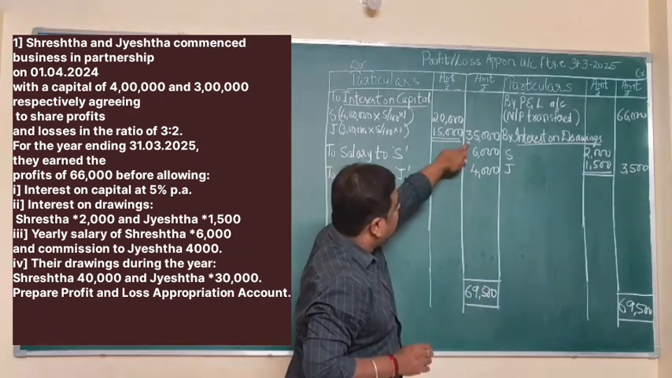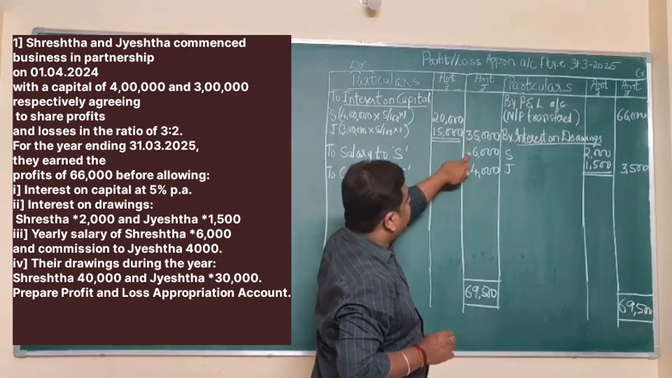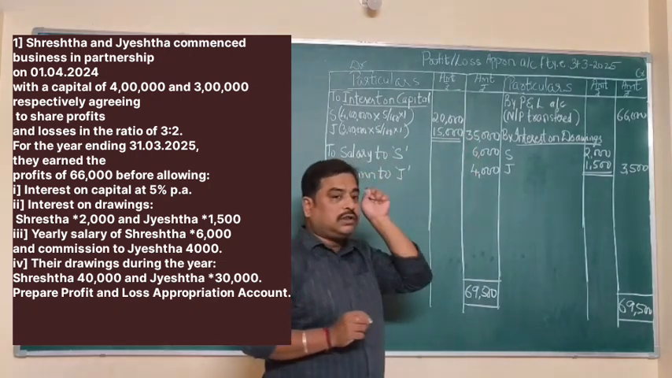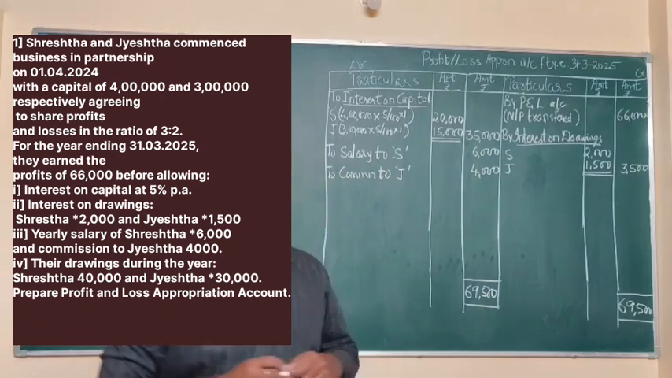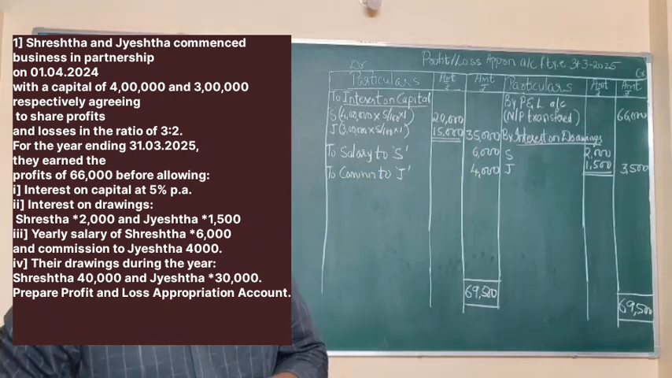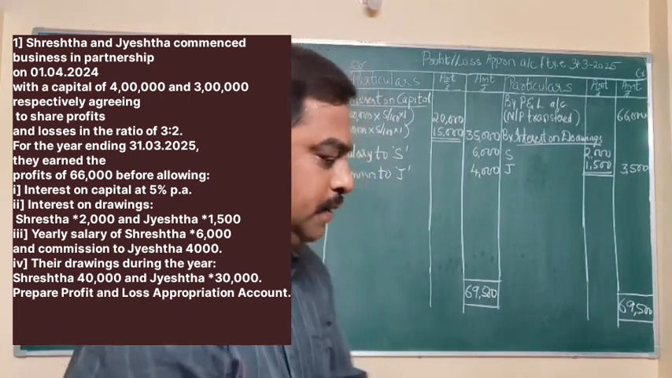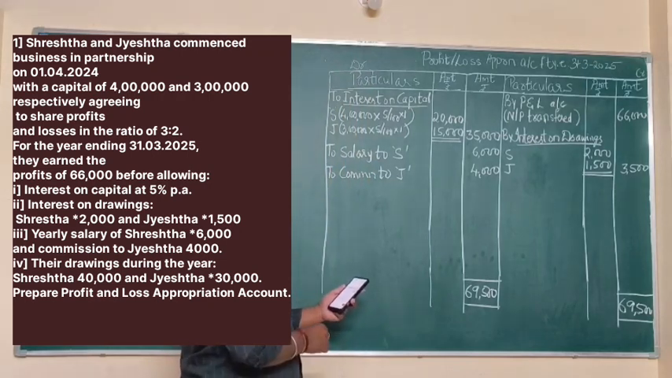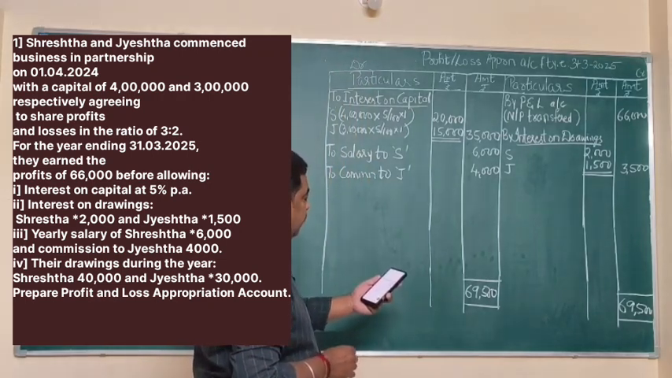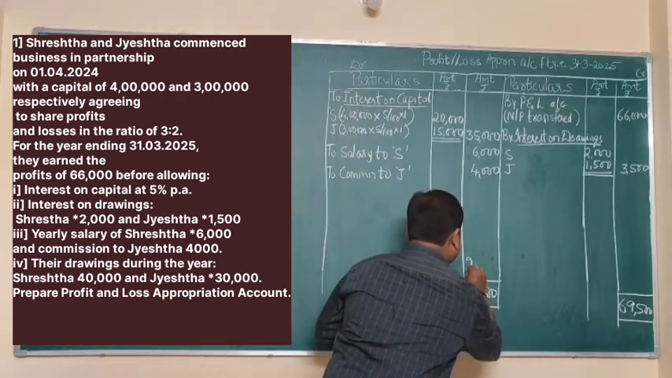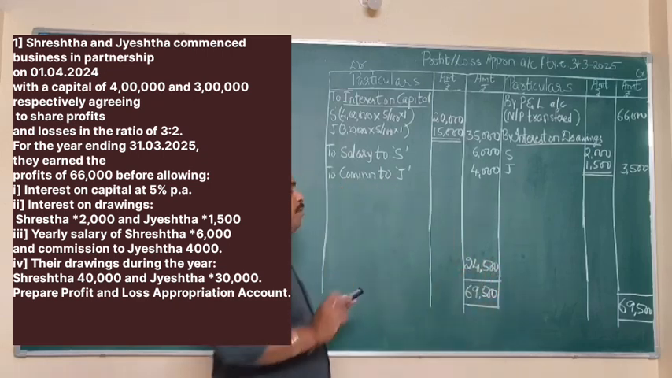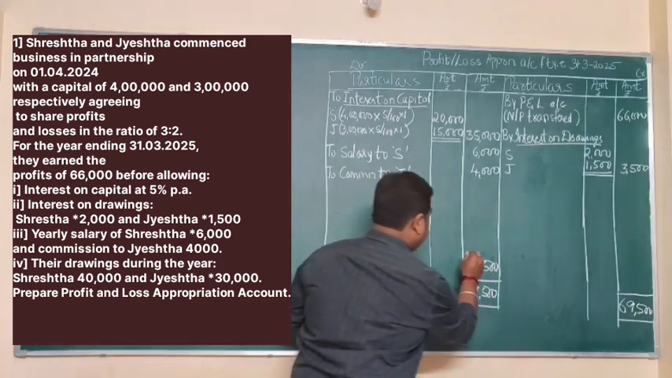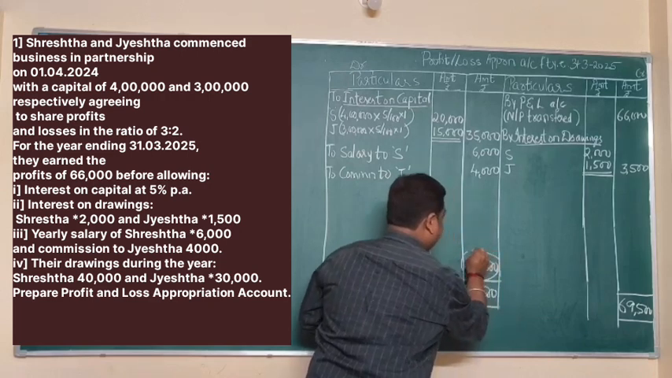69,500 minus 35,000 minus 6,000 minus 4,000, that is 69,500 minus 45,000. You will get the answer 24,500. Write it on the last line. This 24,500 is our final answer.